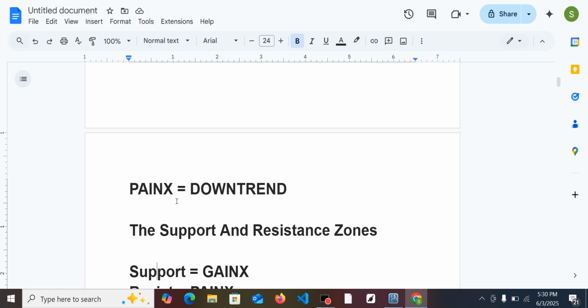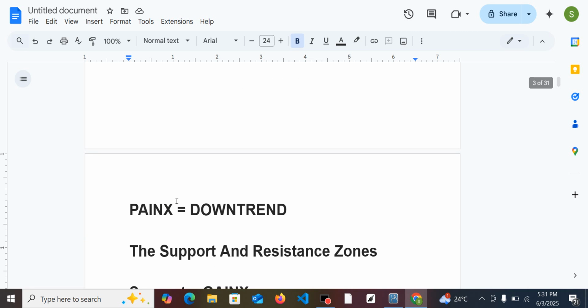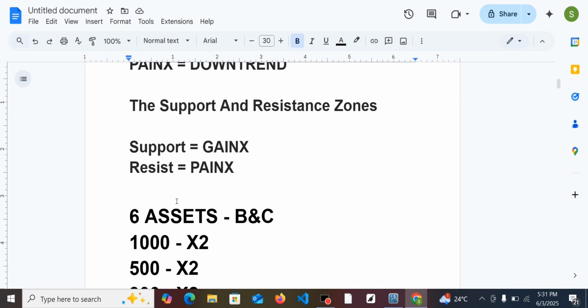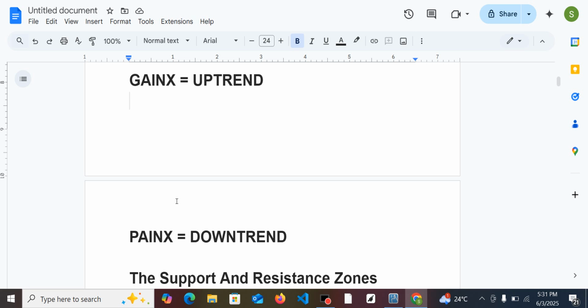And you should know which one to go for whenever you are trading spikes in GainX, and which one to go for whenever you are trading spikes in PainX. All these are very important. If you want to trade spikes in GainX, remember the market must be in an uptrend, and you must set your order at the support zone. If it is PainX, the market must be in a downtrend, and you must set your order at the resistance zone, because those are the places where we usually have spikes happening. So this is very important.